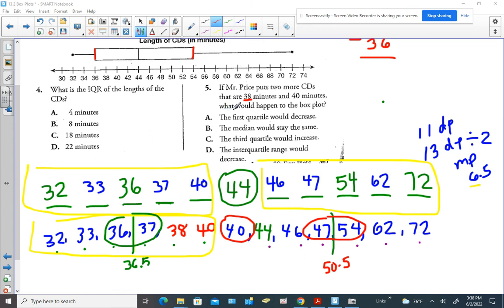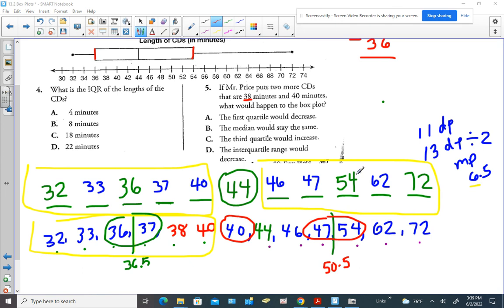All right, so A, the first quartile would decrease. Now, in this case, it didn't decrease, it increased. So I don't know if we would want to pick that. B, the median would stay the same. Now, the median definitely did not stay the same when we threw in these extra numbers, right? The median changed.